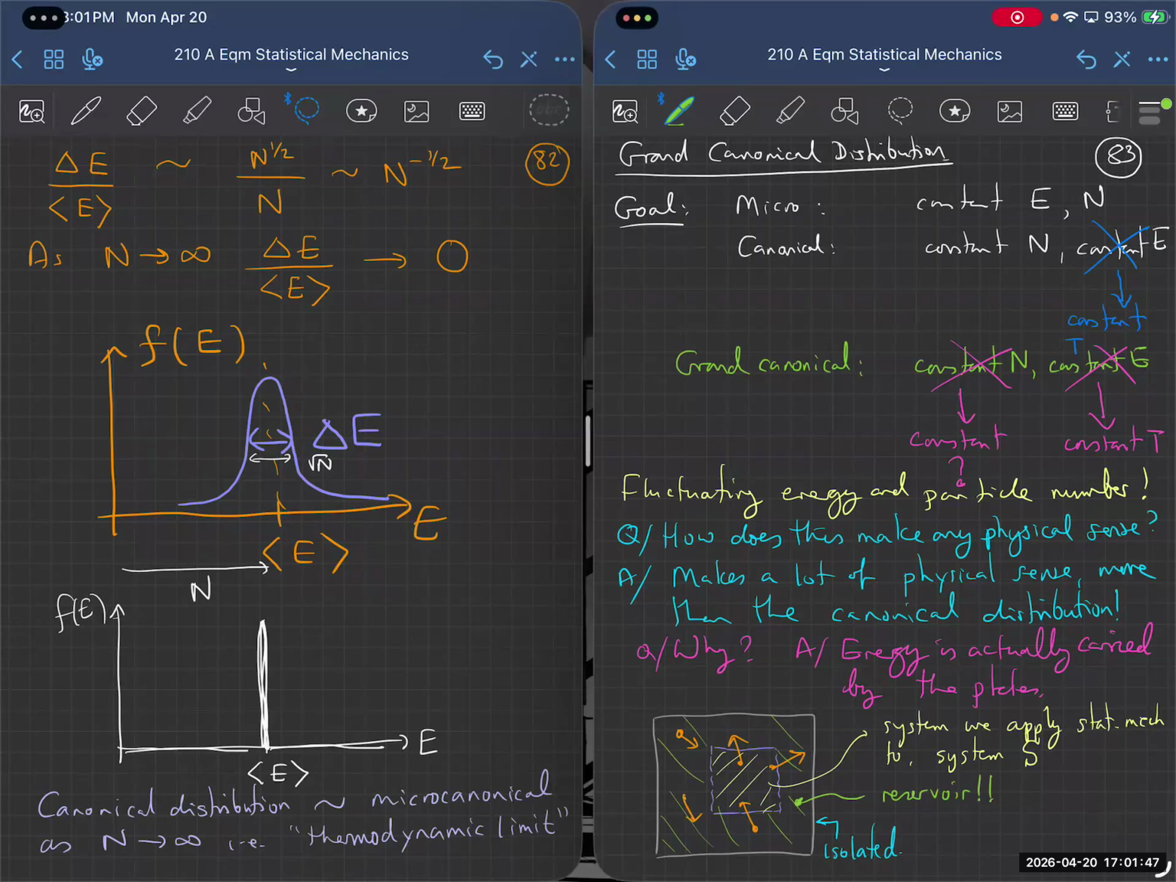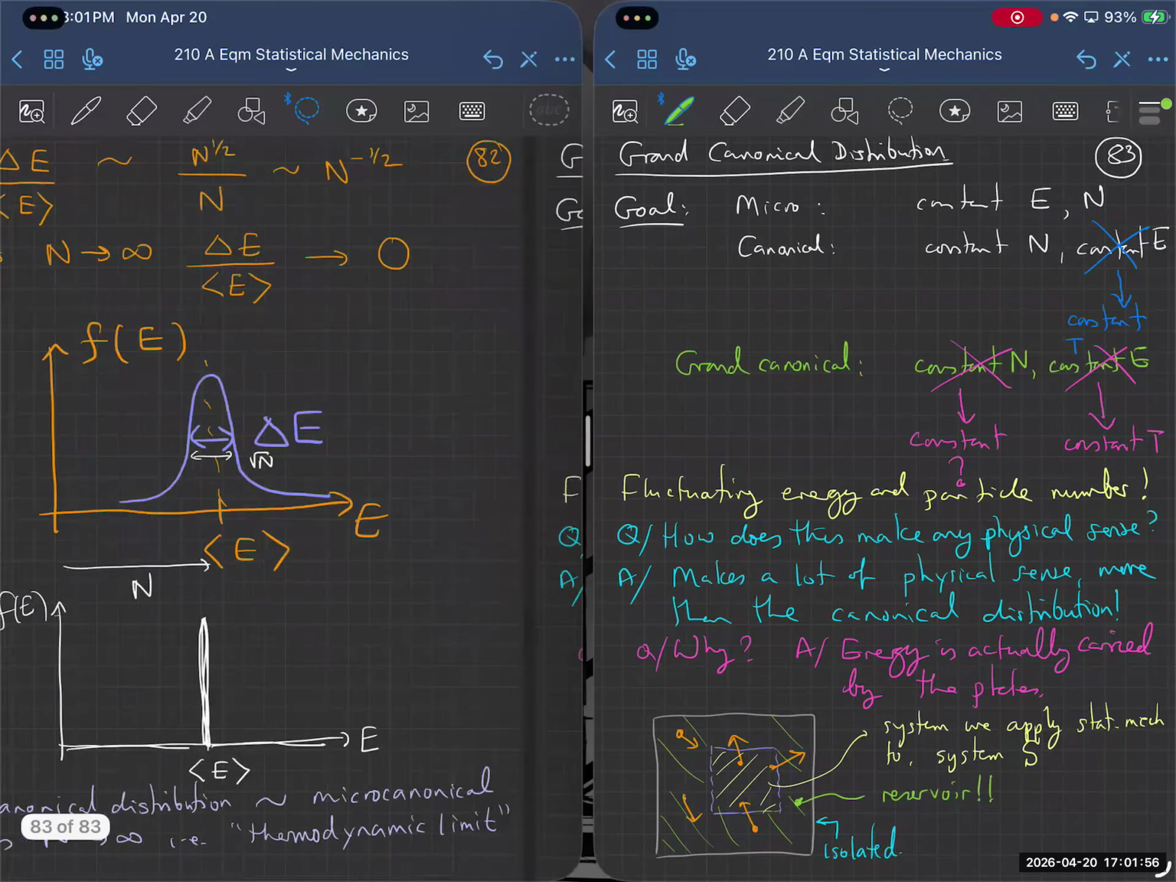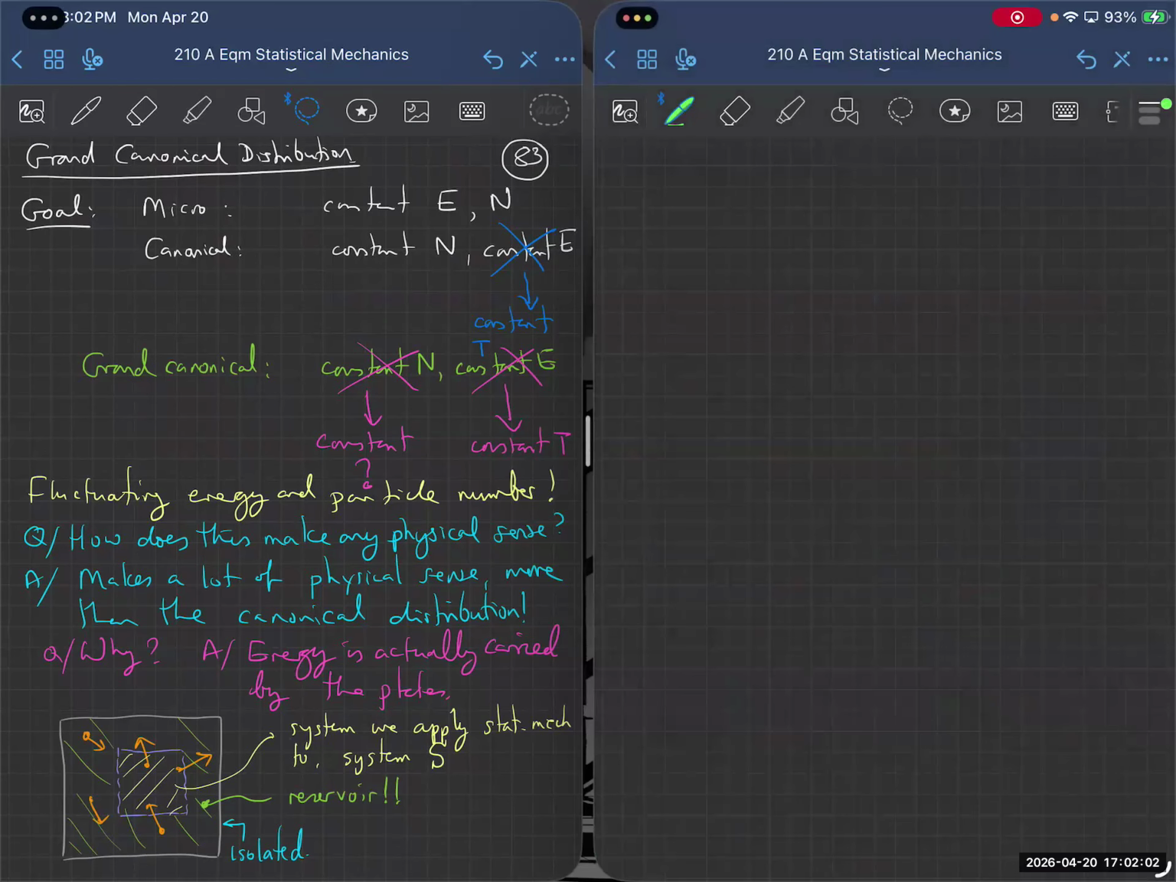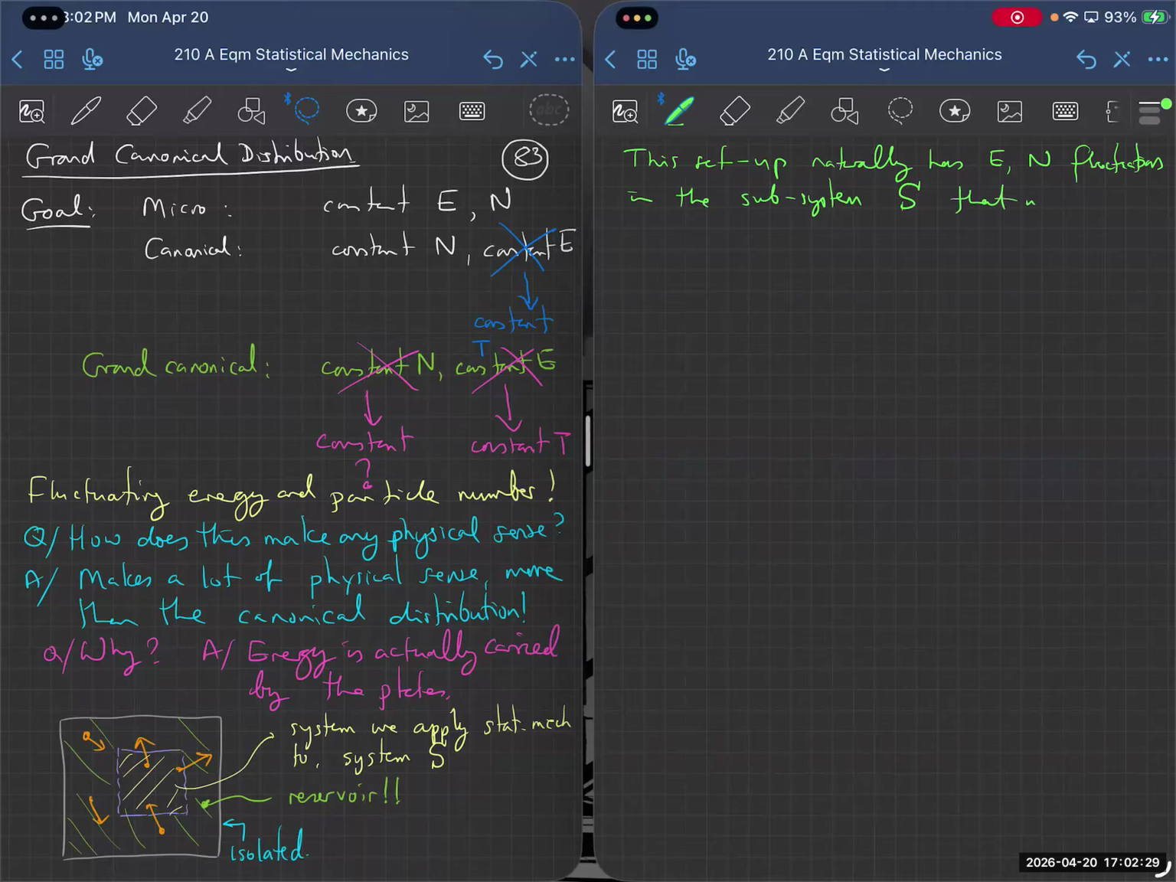So actually, this physical picture of what it is that we're calculating the properties of, this is what we're really doing. It's much, much more physical than anything else. And so this setup, this grand canonical distribution, naturally has energy and number fluctuations in the subsystem S that we calculate.